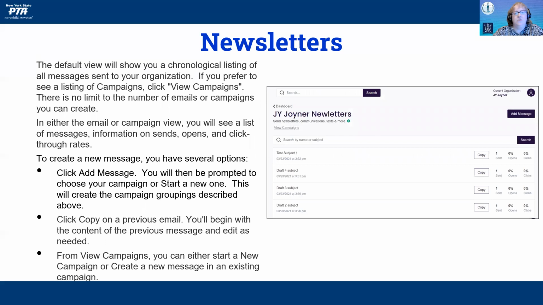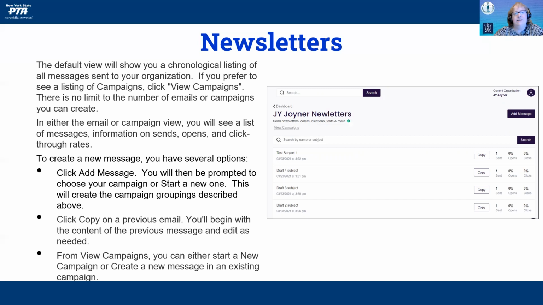So to start a newsletter, you would use the default view to show a chronological listing of all messages sent to your organization. If you prefer to see a listing of campaigns, you could click on View Campaigns. There's no limit to the number of emails or campaigns you can create. In either the email or campaign view, you will see a list of messages, information on sends, opens, and click-through rates.